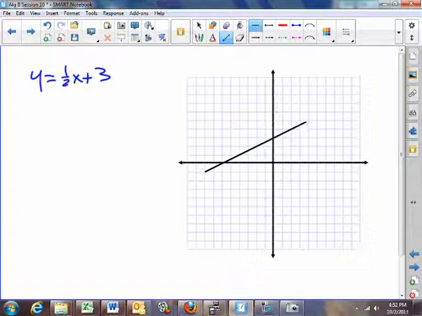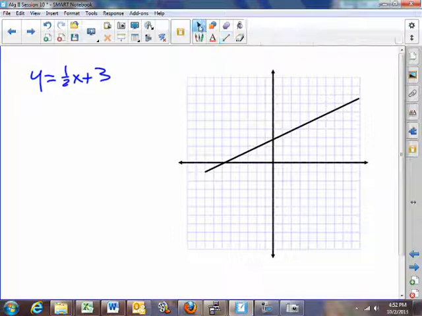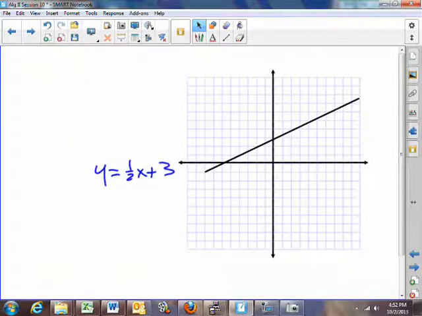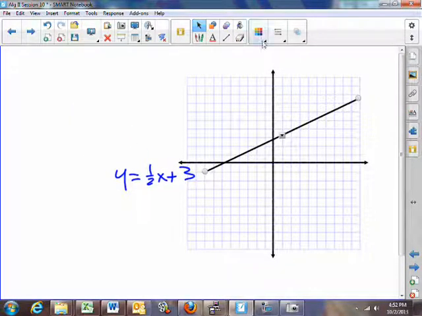So the line would look something like this. Notice it goes through 3 on the y-axis, and every time we rise 1, we run 2, or change in y over change in x is 1 over 2. So y equals 1/2 x plus 3 is this line.